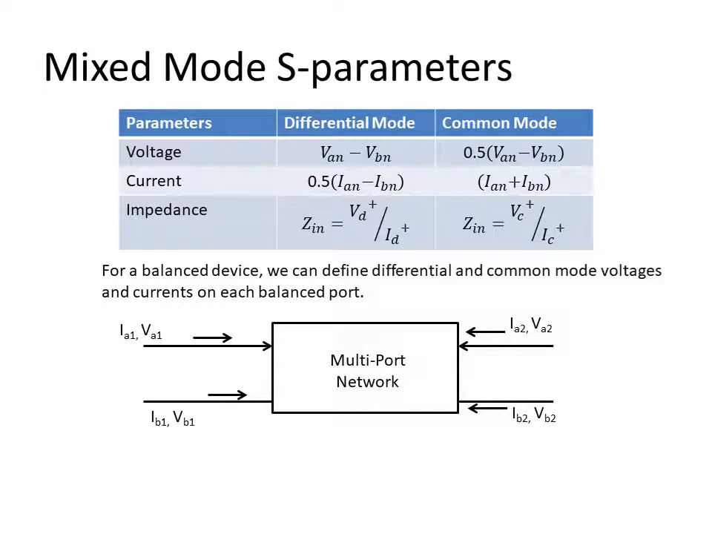Similarly, in the case of the impedances, it is represented by VD upon ID, where VD represents the voltage in the case of differential mode and ID represents current in case of differential. Similarly, VC and IC represent the common mode voltages and currents. So that is basically the method to analyze this multiport network. Then after this analysis, we write the S parameter of a multi-port network.